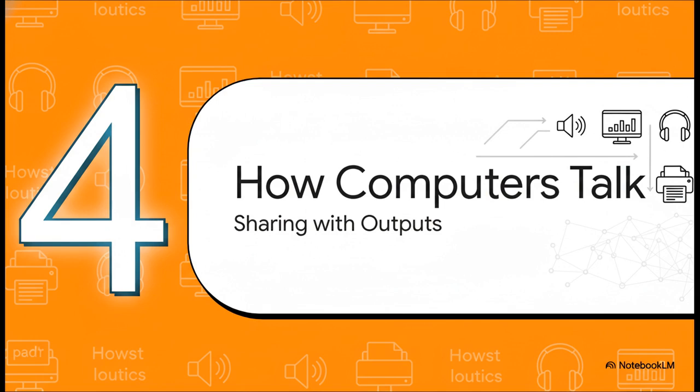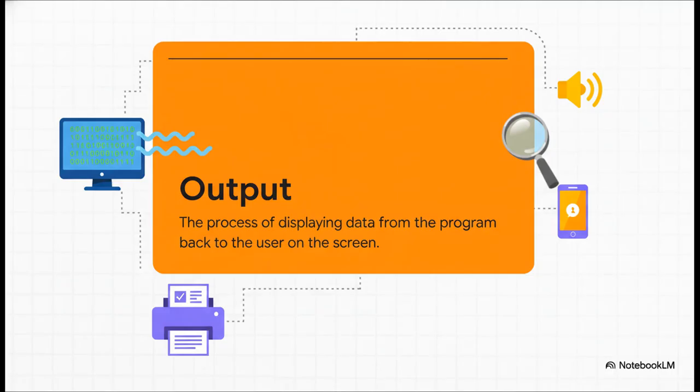Talking back. The computer needs a way to share results or messages, and we call that an output. An output is quite simply the computer's voice. It's how the program shows you anything. Messages, answers to calculations, you name it. It takes data from inside the program and puts it on the screen for you to see.